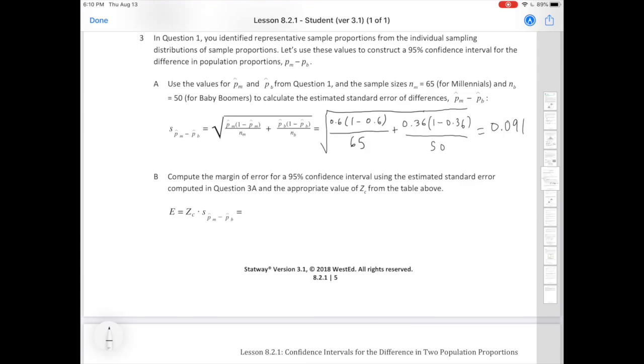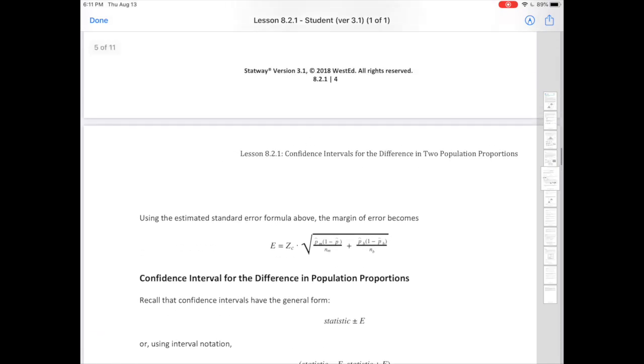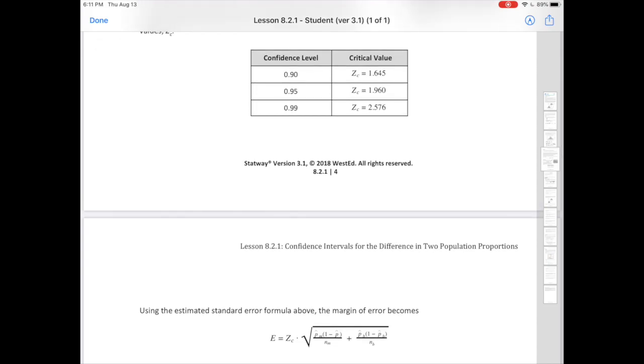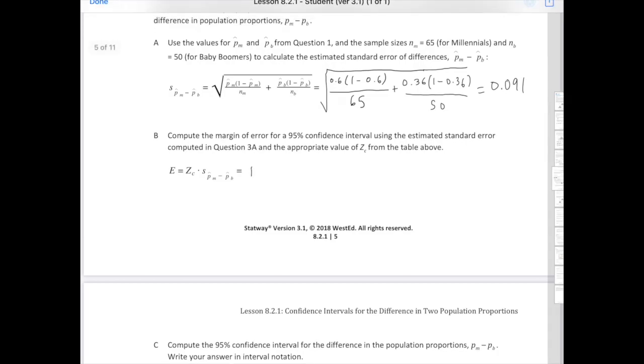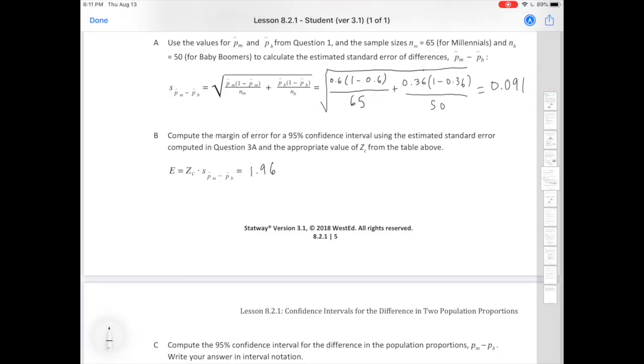All right, so remember what we did in the past. We took that standard error and we multiplied it by the critical z-score that we care about. So in part B, it says compute the margin of error for a 95% confidence interval using the estimated standard error computed in question 3A and the appropriate value of ZC from the table above. Okay, so let's go ahead. We want a 95% confidence interval, so we're going to use the critical z-score of 1.96. You don't need to put the last 0 there just because it's irrelevant, right? Doesn't change anything. So 1.96, and we're going to multiply it by 0.091.